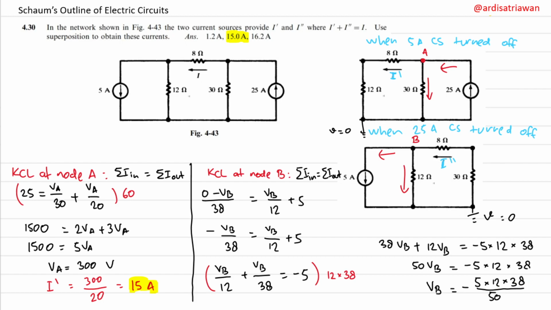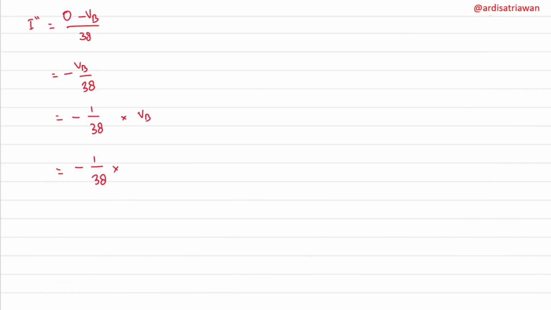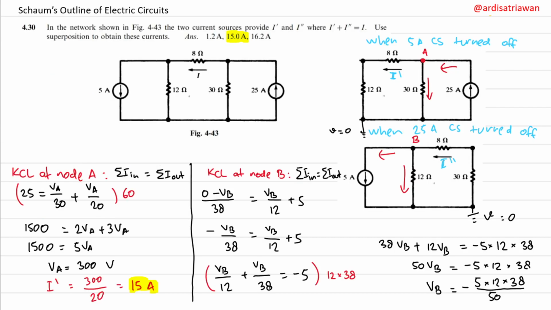So let's copy that number and paste it here. Then this 38 will cancel, and this minus becomes positive, minus multiplied by minus. What can we do from here? This 5 will cancel with 50, becoming 10. And now we only need to calculate 12 divided by 10. So I double prime is equal to 12 divided by 10, which is 1.2 ampere.